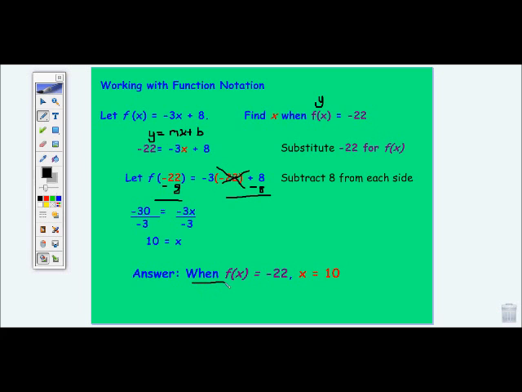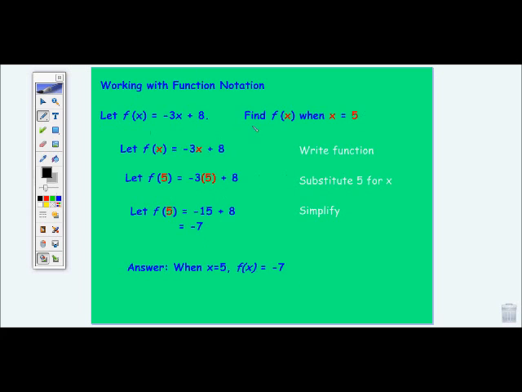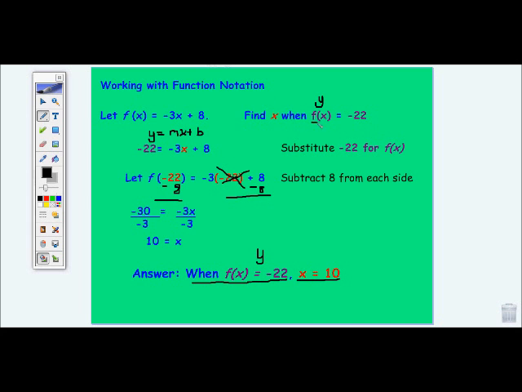So when function x is equal to negative 22, so that's kind of like when y is equal to negative 22, then x, we solved for x, was equal to 10. So two different ways to say that, okay? One, they were telling me when x equaled a number, then I replace x with that number, and I solve for the function of it, or y. And the other one, they told me when the function of x, so that's like saying the y, the output, is going to be negative 22.